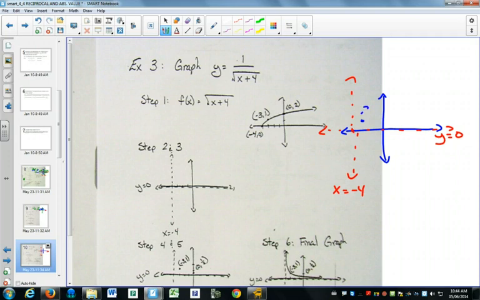So -3, 1 stays the same. What's going to happen to 0, 2? 0, 1 over 2. And our final graph will look like that.